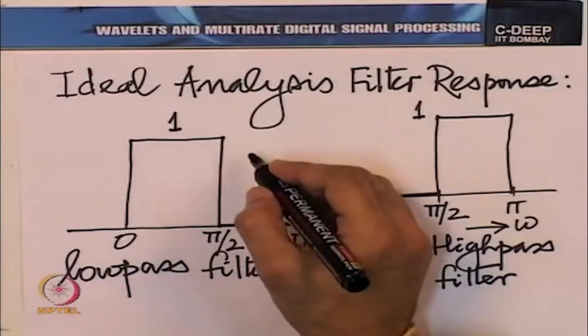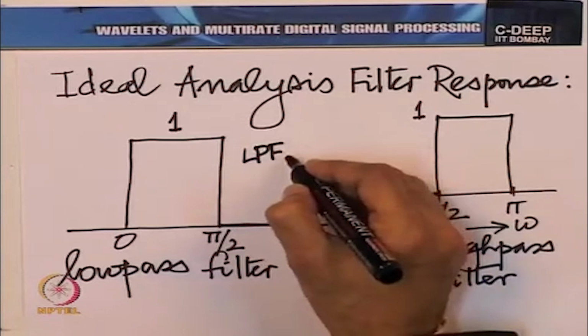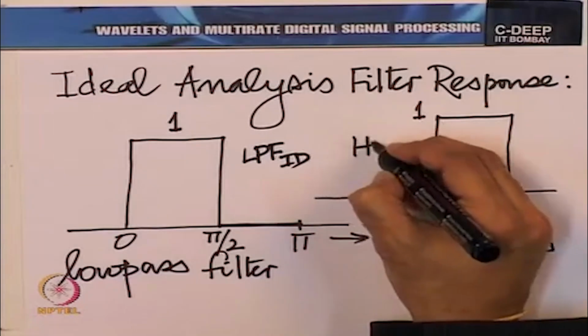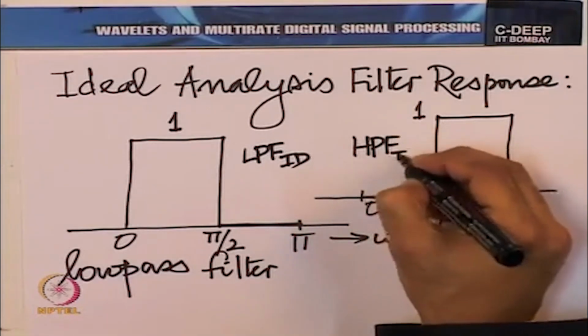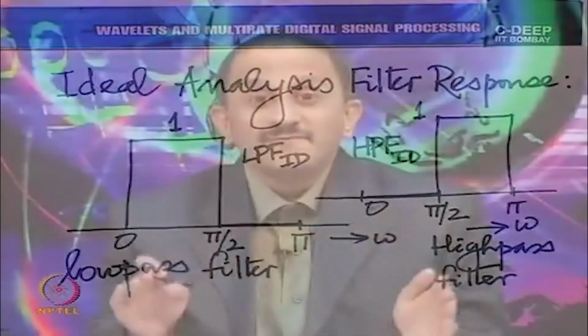Let us call this LPF ideal and high pass filter HPF ideal. So, these are the frequency responses of the analysis filters towards which we desire to move. Let us now put down the ideal frequency responses of all the filters, analysis and synthesis, in a 2-band filter bank. So, where are we moving? In what direction are we moving?